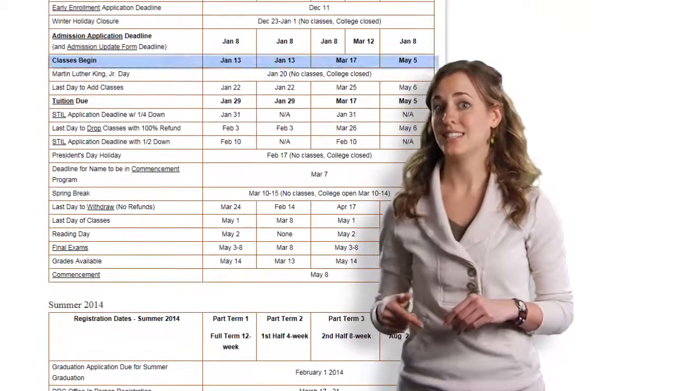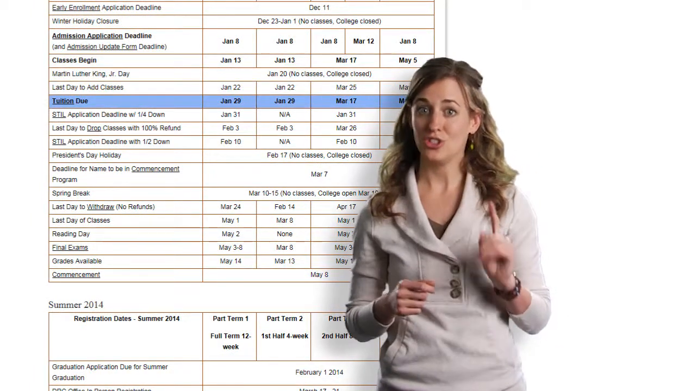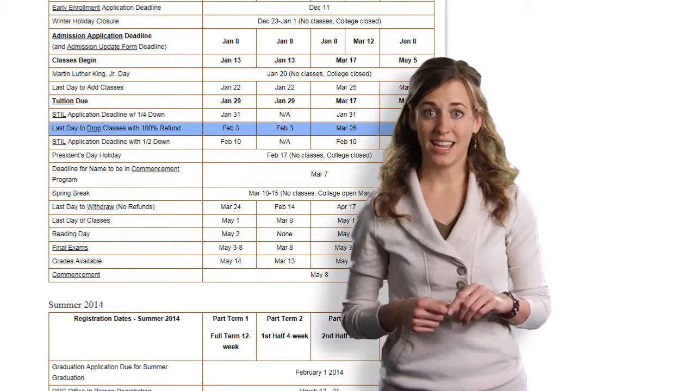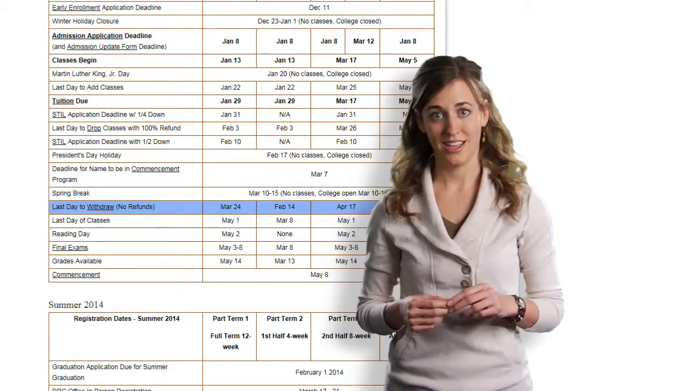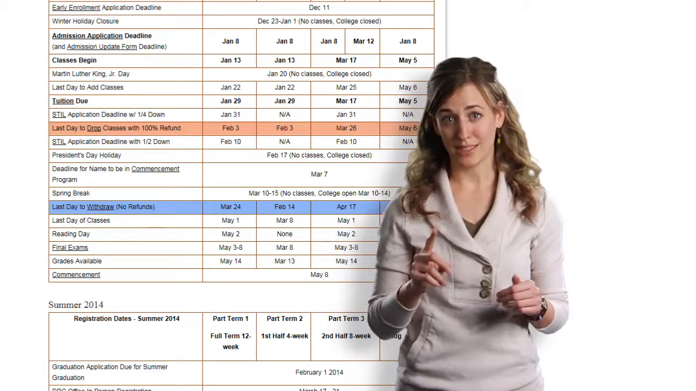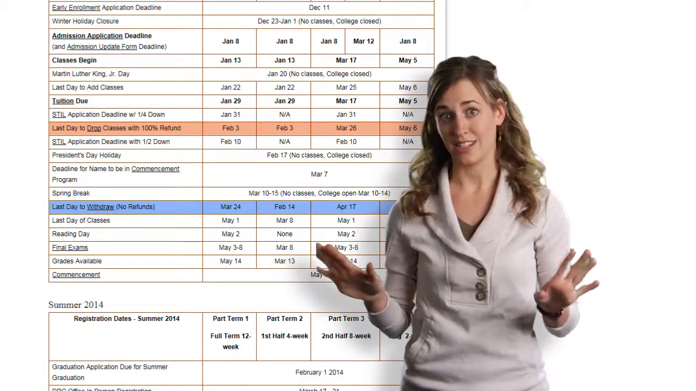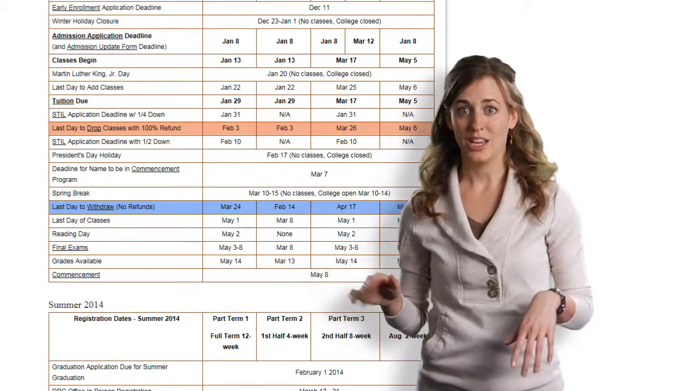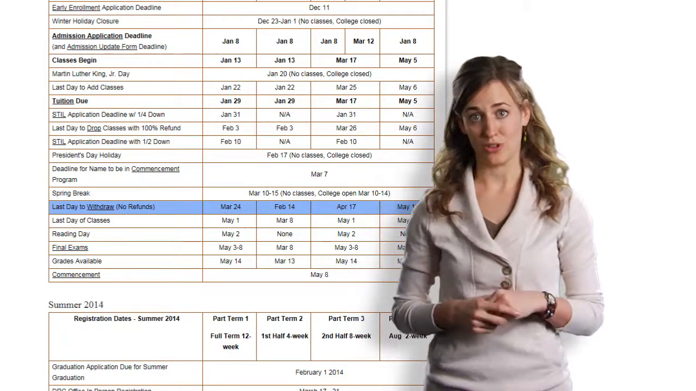Scrolling down, we can see the dates of when classes begin, the last day to add classes, and the tuition due dates for each term. Last day to drop classes and last day to withdraw classes are also listed. The difference between drop and withdraw is: if you drop classes by the deadline, you get a refund of those classes and there's no record of this class on your transcript. If you withdraw from a class, there is no refund and a W grade will show on your transcript.